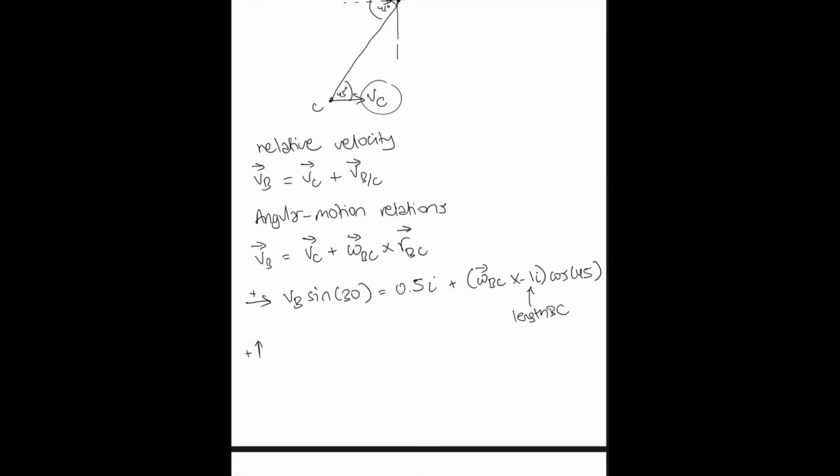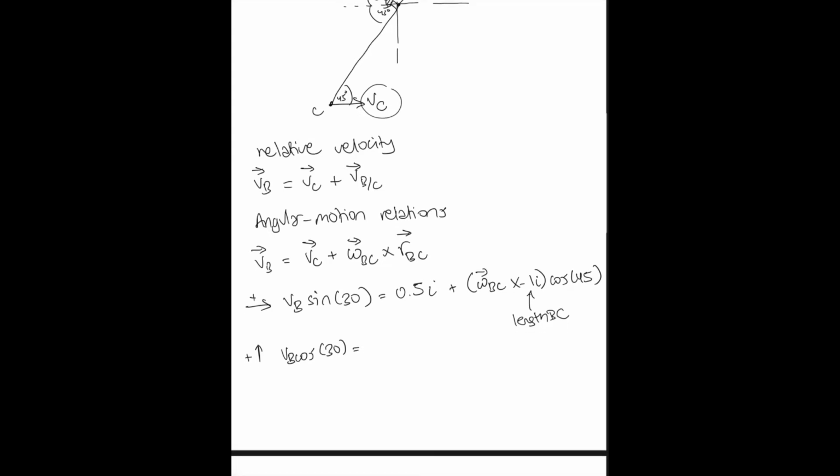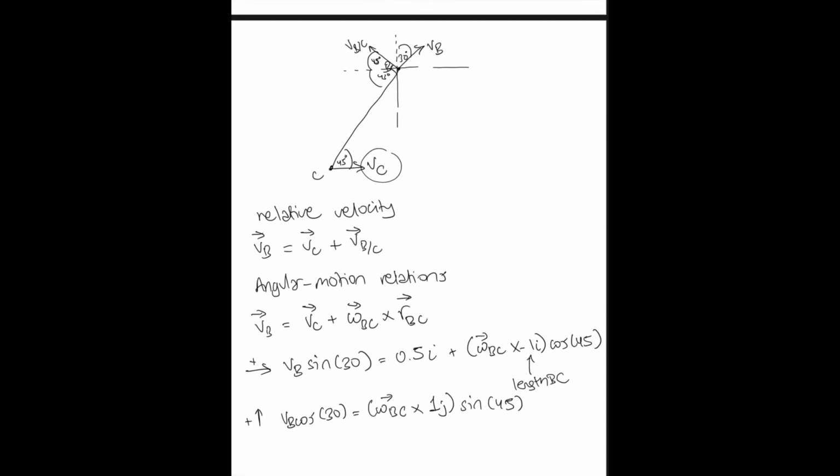Now, in the positive y direction, we've got VB cosine 30 is equal to, VC is going to be 0 in the y direction, so we've only got VBC over here, which is going to be the angular velocity multiplied by the length in the j direction, sine 45. Okay, so VBC here is pointing upwards, that's why it's positive. However, it's pointing to the left, so that's why here it's negative.